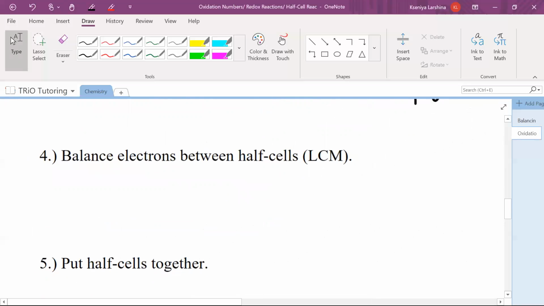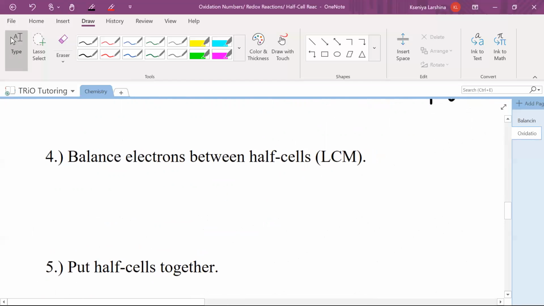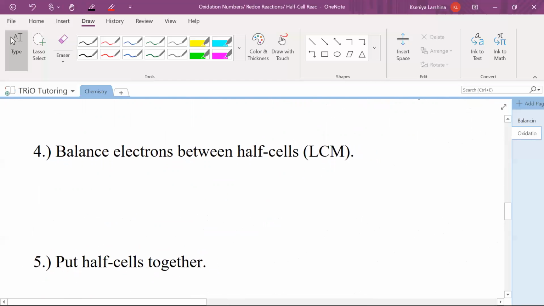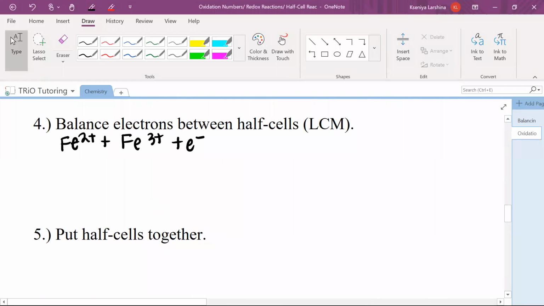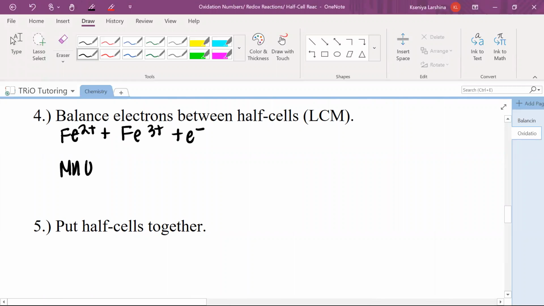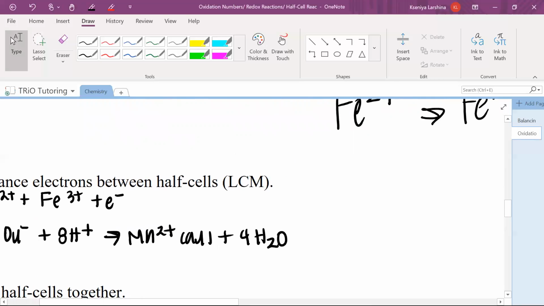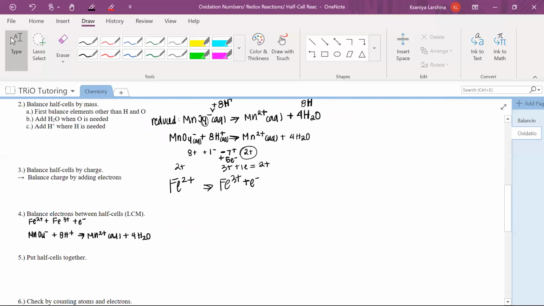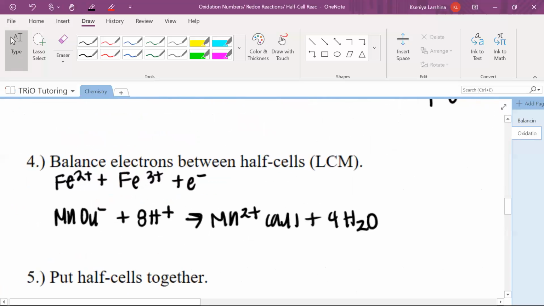So now that we have done that, we now have Fe2 plus going into Fe3 plus plus an electron, and then MnO4 negative plus 8H plus going into Mn2 plus aqueous plus 4H2O and 5 electrons.